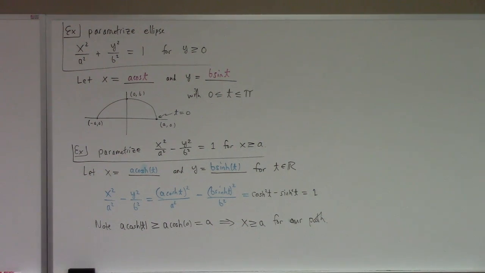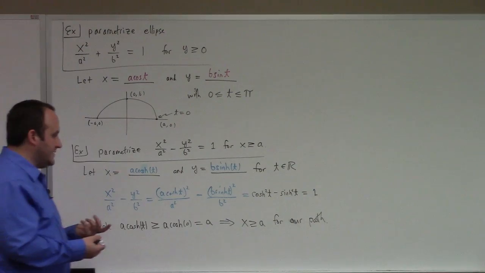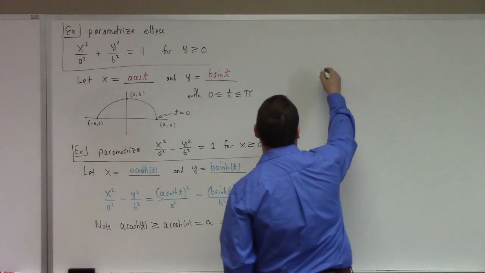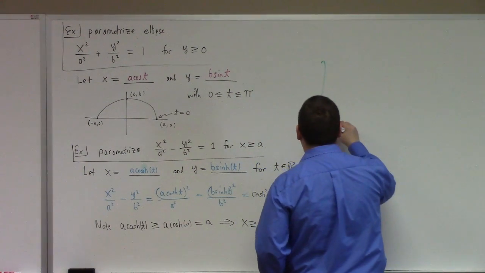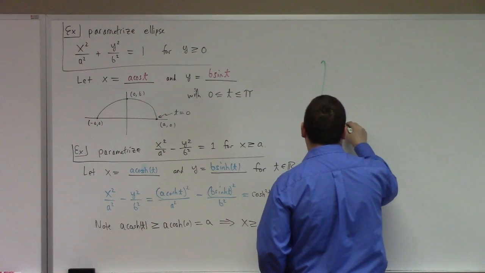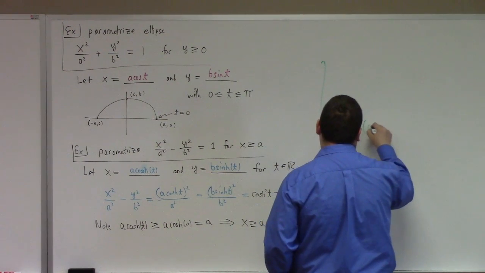Again, just to emphasize, the x and the y are not disconnected. We can view x and y as part of what path? We have r of t is what? A cosh t.